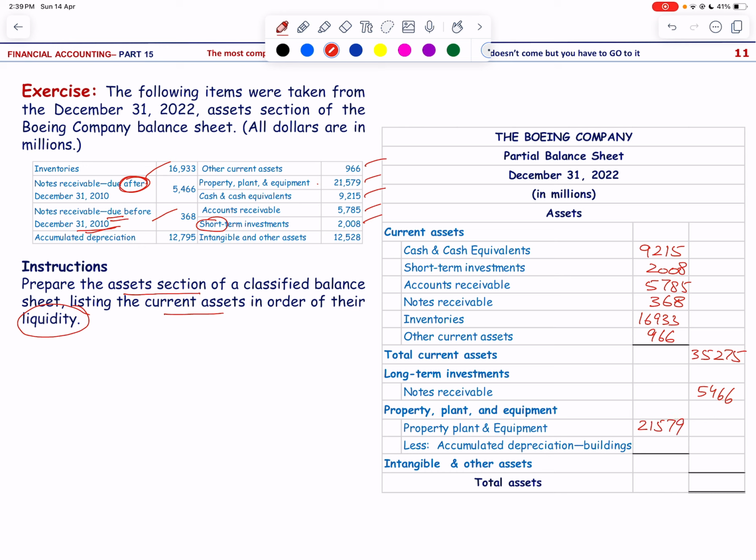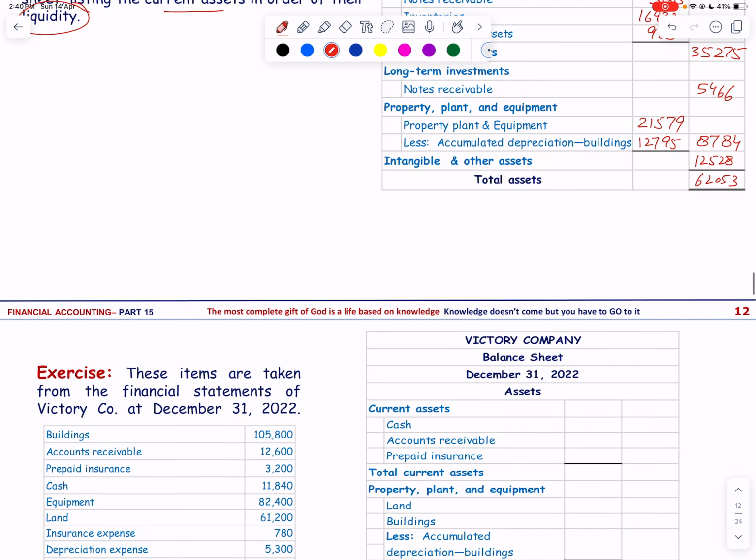Then we have the property, plant and equipment, and that is 21,579. From this we subtract the accumulated depreciation of 12,795, that makes 8784. Then there is intangible and other assets of 12,528, so that makes a total of 62,053. Okay, let us move on to the next exercise.